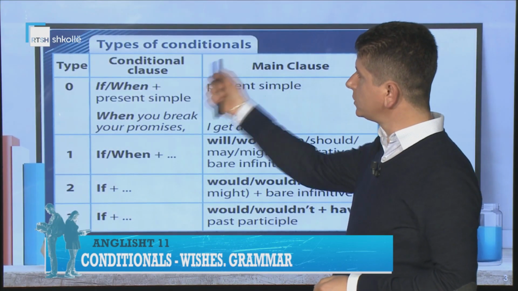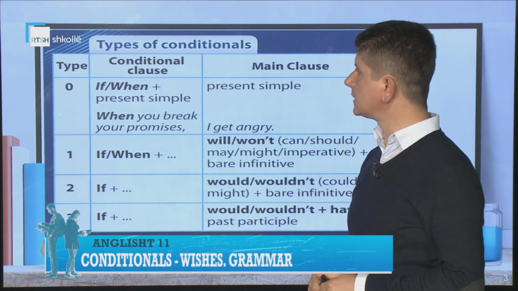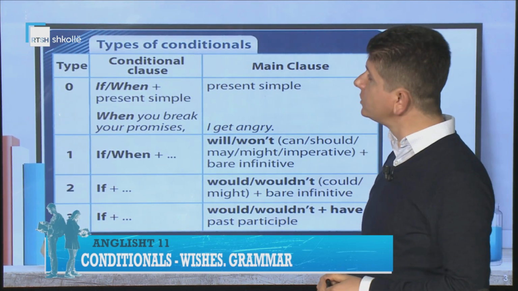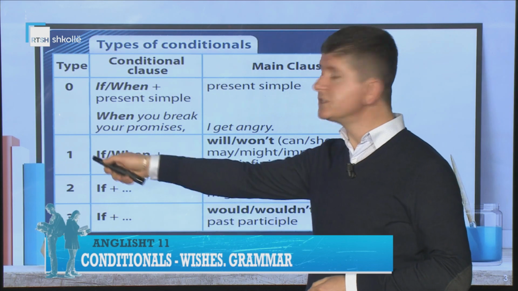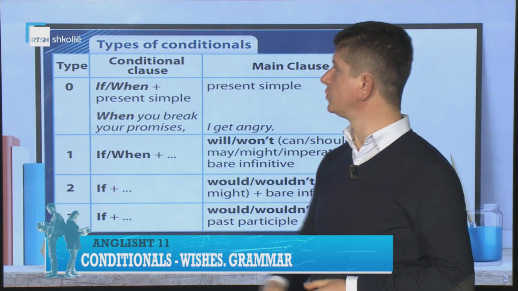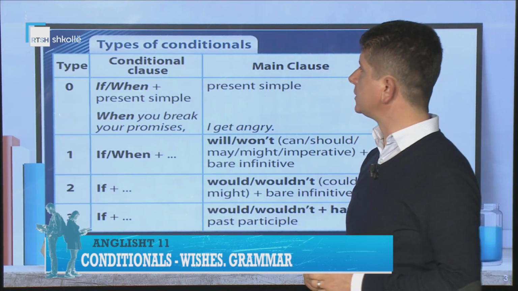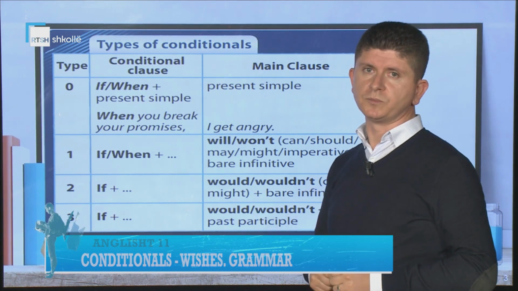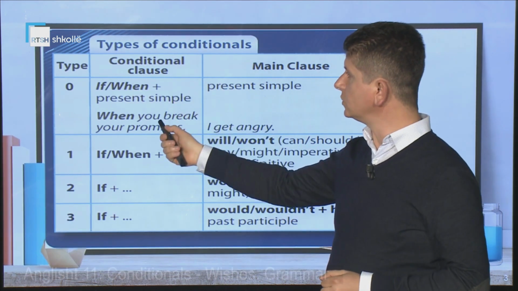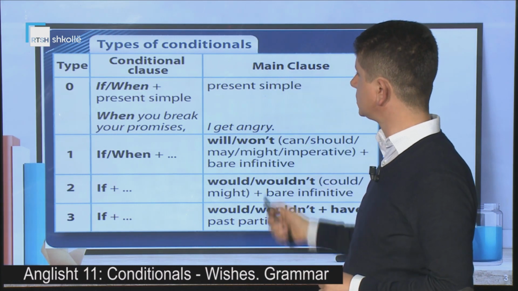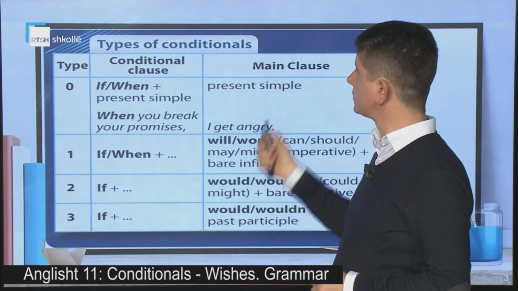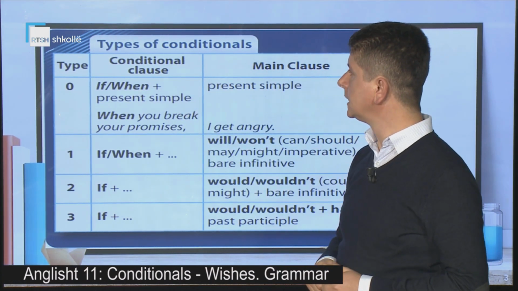Here we have a table of different types of conditionals. In the 10th class, you have learned the zero conditional, the first conditional, and the second conditional. And you know that a conditional sentence consists of two main parts: the conditional clause, or the if clause, and the main clause. As we say in Albanian, pjesa kryesore, pjesa e nënreditur.